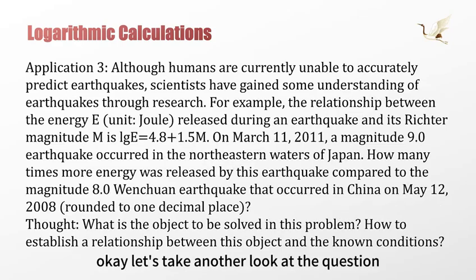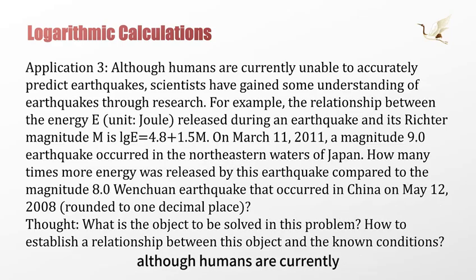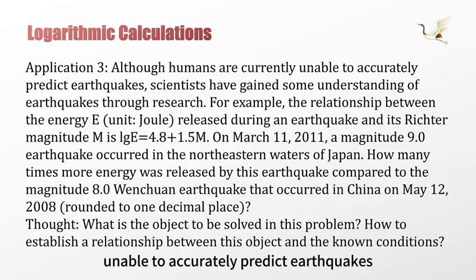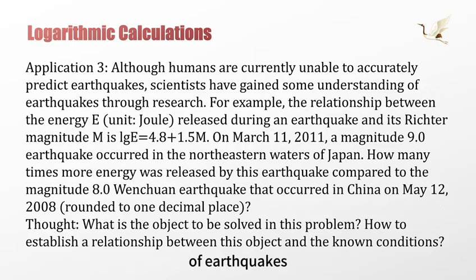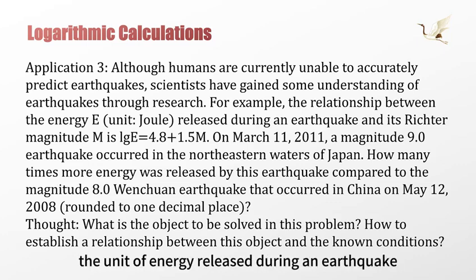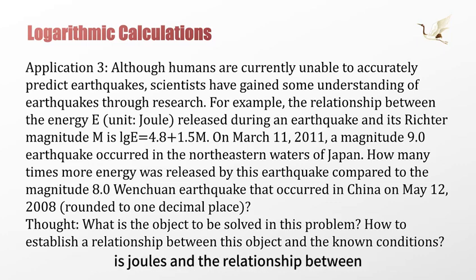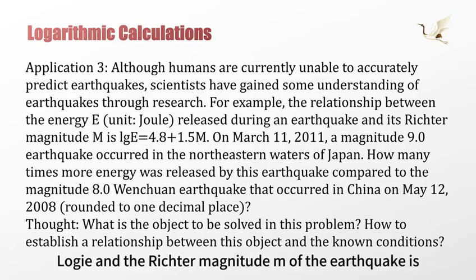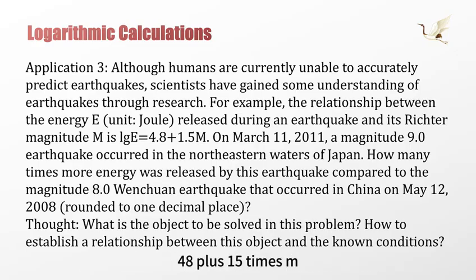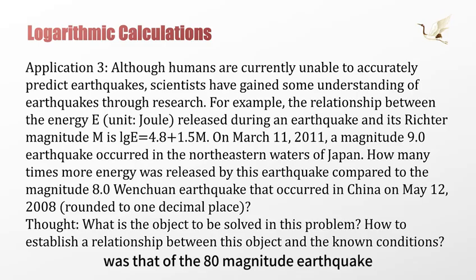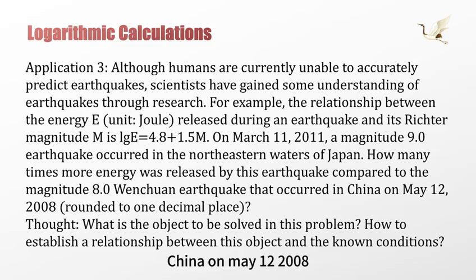Okay, let's take another look at the question. Although humans are currently unable to accurately predict earthquakes, scientists have gained some understanding of earthquakes through research. For example, the energy E released during an earthquake, in joules, and the Richter magnitude M of the earthquake are related by log E equals 4.8 plus 1.5 times M. On March 11, 2011, a magnitude 9.0 earthquake occurred in the northeastern waters of Japan. How many times the energy released was that of the 8.0 magnitude earthquake that occurred in Wenchuan, China on May 12, 2008? Please be precise to 1.